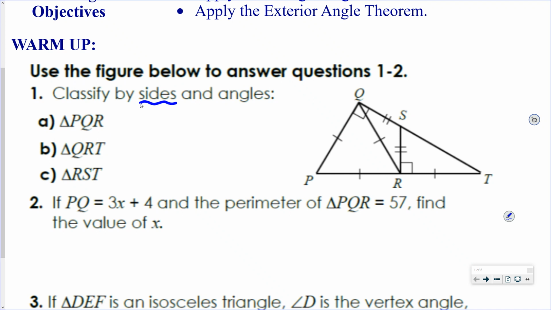All right, so I'm going to do my sides in blue, angles in red. First triangle PQR. That's this one. Okay, so I'm looking at their sides. They're all congruent. What do we call those? Alejandro? Equilateral. Equilateral would be how we classify it by its side. Good.